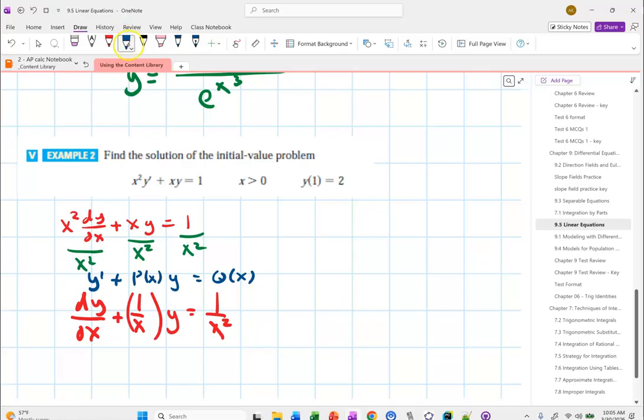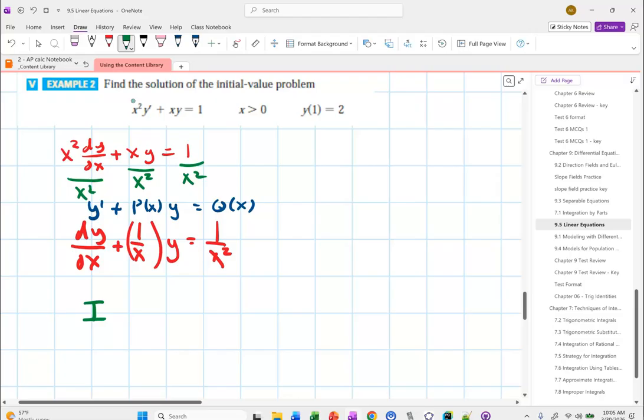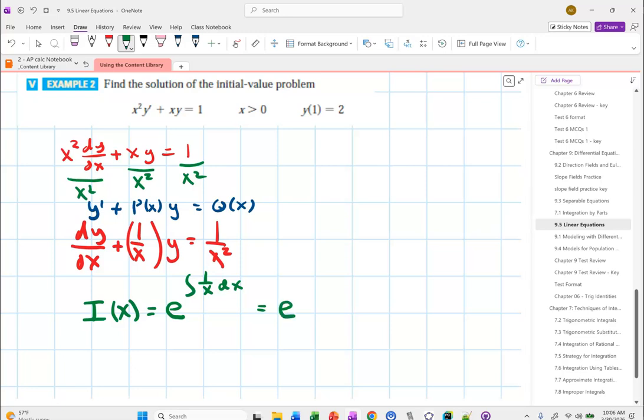All right. Next up, we're going to construct our I of x, which is e to the integral of p of x. What's the integral of 1 over x? Great. And what does e to the ln do? Just left with x, right? We can drop the absolute value. You know why we can drop the absolute value? Because we're given that x is greater than 0, so no harm in dropping it.